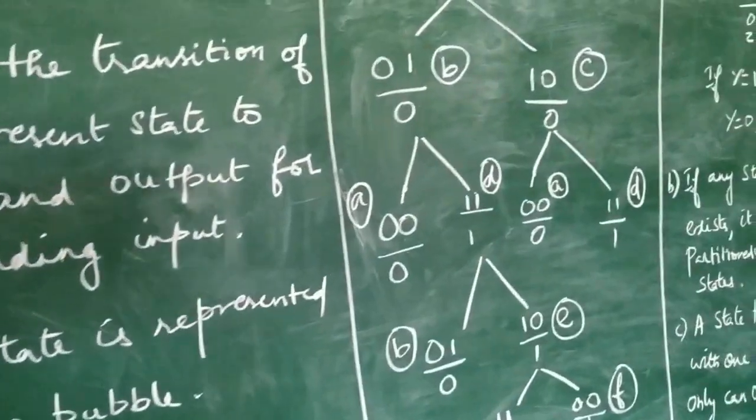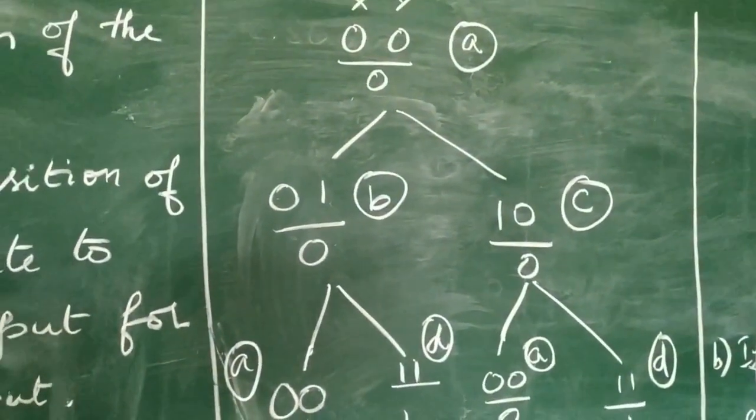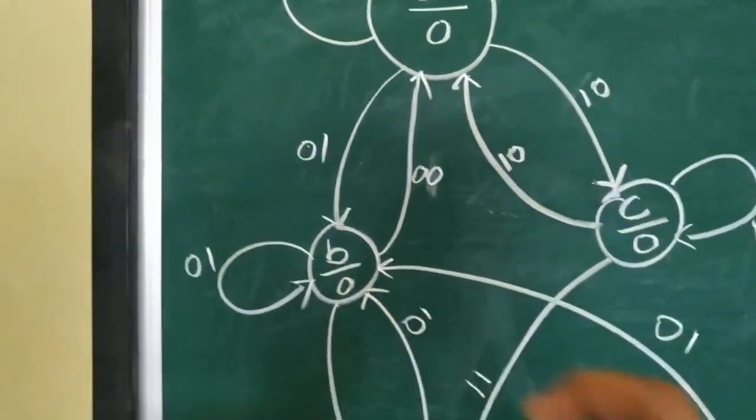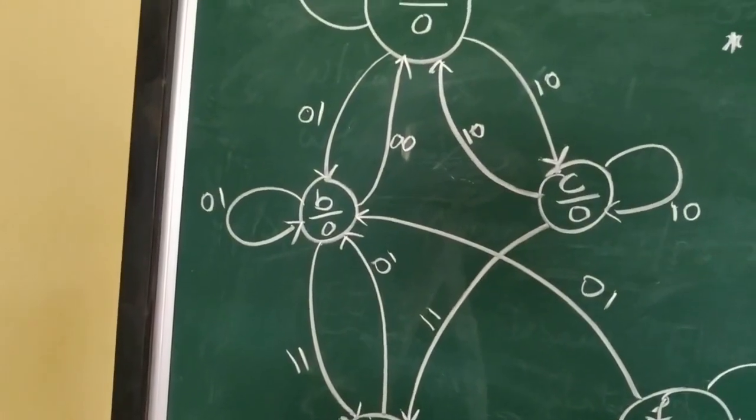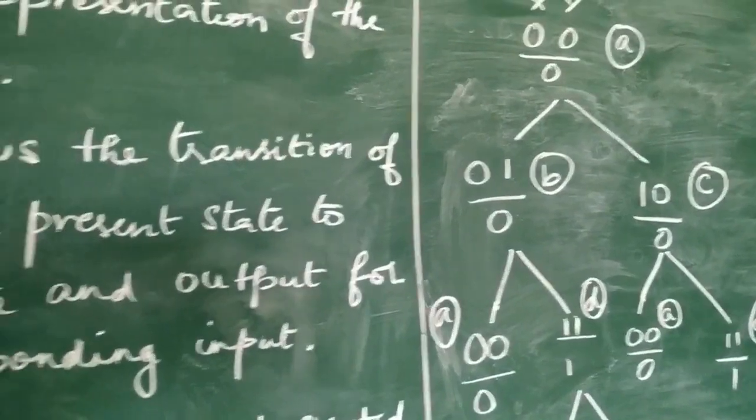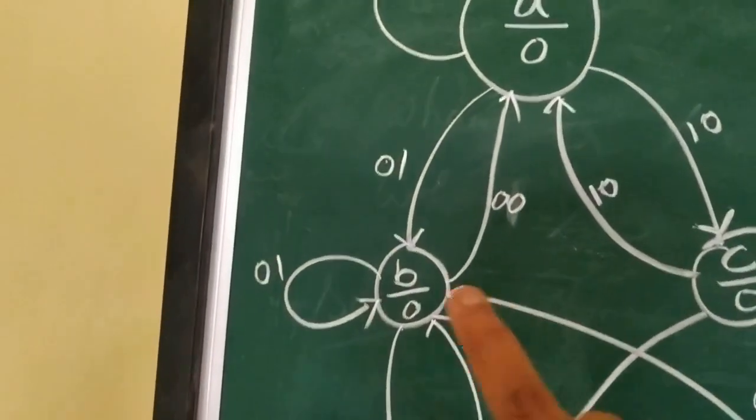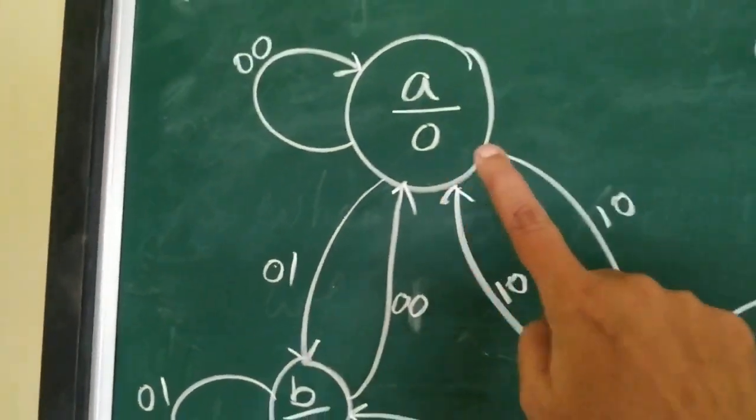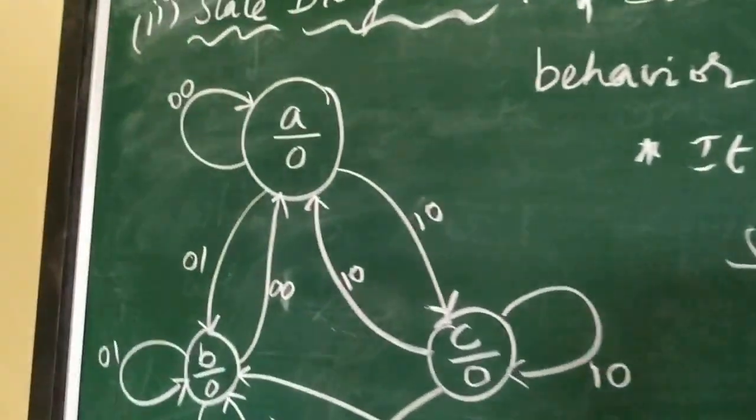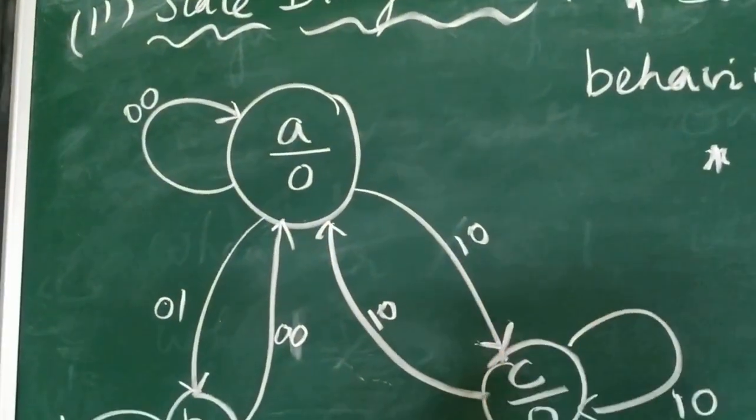From A it goes to B and C. So from A take it to B. You can see here it is going from A to B. What is the output of B? You can see here it is 0, so B/0. And from A it goes to B for the input value 0 1, so write 0 1 here as the transition. And next from A it goes to C, for the value 1 0. From A it goes to C for the value 1 0.